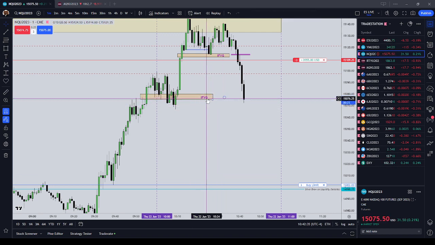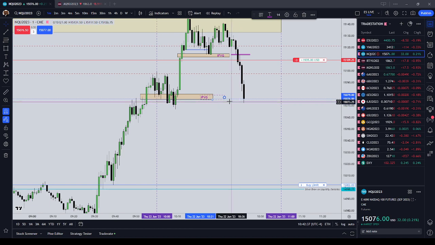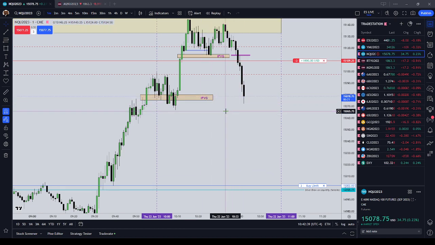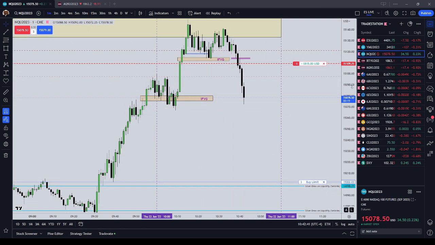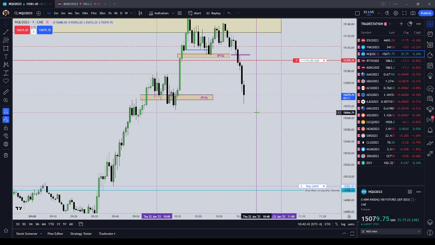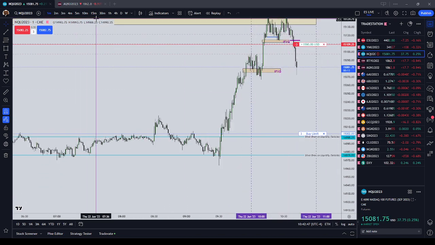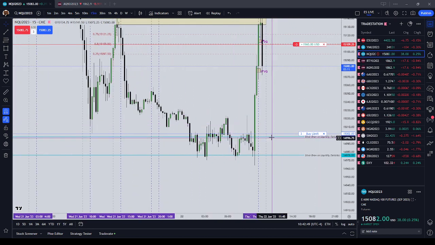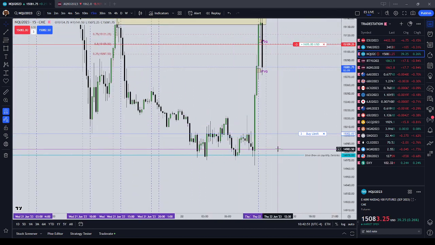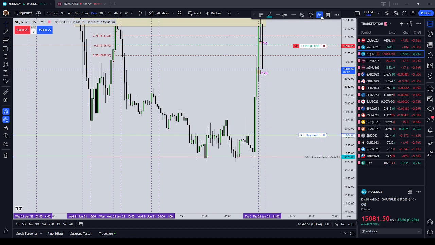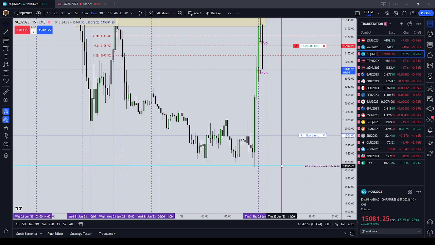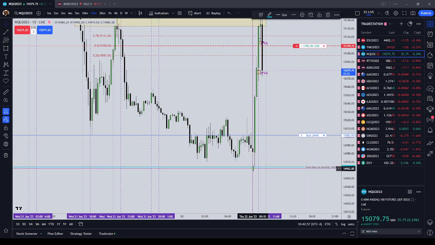Coming back into this inverted fair value gap, and we are reclaiming it. Again, I want to reiterate that the draw on liquidity here, just remove these lines, should be all the way back down to our New York open. Our New York AM open low comes in at 964 evens.